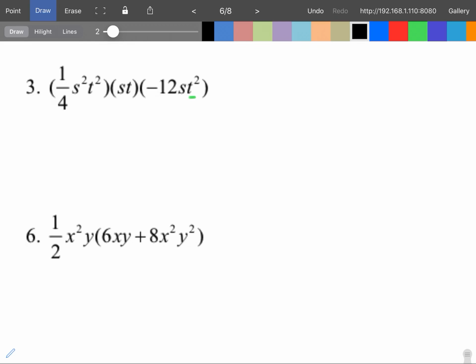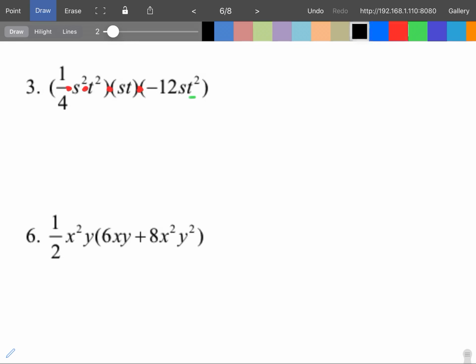So on 3, again, we're going to multiply in any order that we want. This is all multiplication, okay? There's a multiplication in here. There's another one right there. There's multiplications between the 1/4, the s squared, and the t squared. So it's all multiplication, so then you can multiply in any order you want. So we're going to start out with the 1/4 times the negative 12. And when you multiply by 1/4, that's the same thing as dividing by 4.